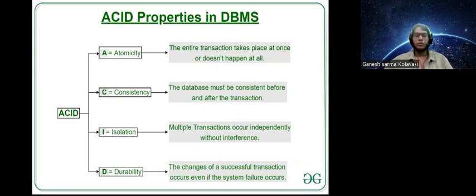Now we will discuss the properties of the transaction management system. For every transaction management system, a set of operations is said to be successful if it satisfies these four properties belonging to the transaction management system. So now we will discuss them.